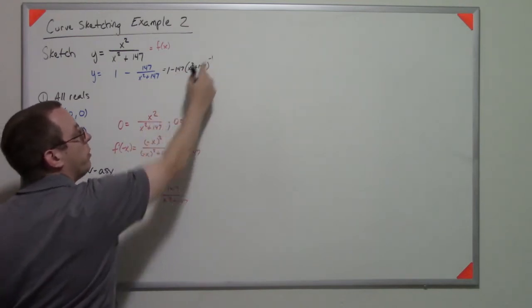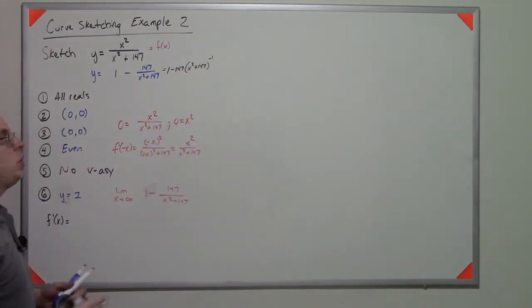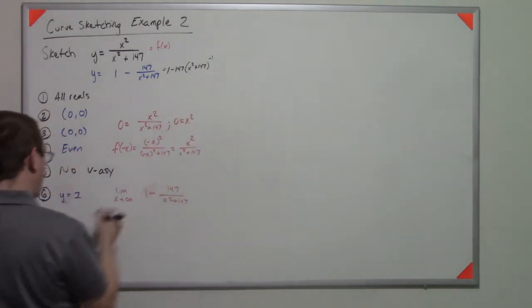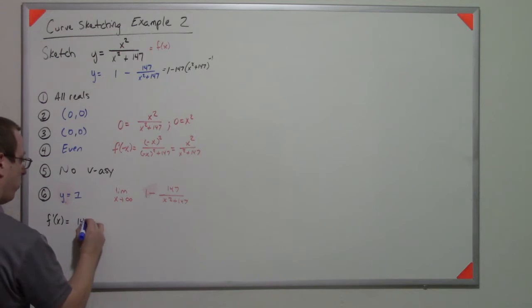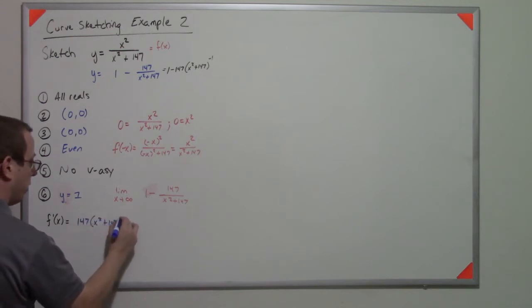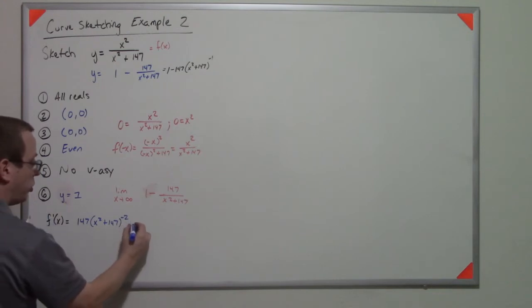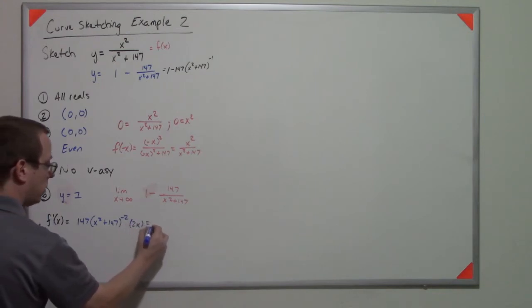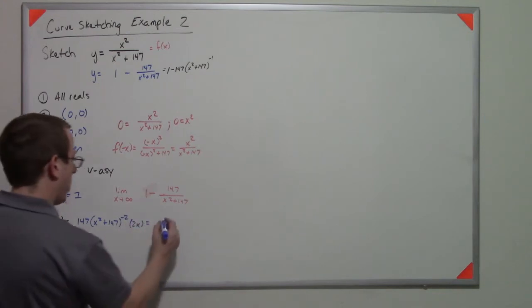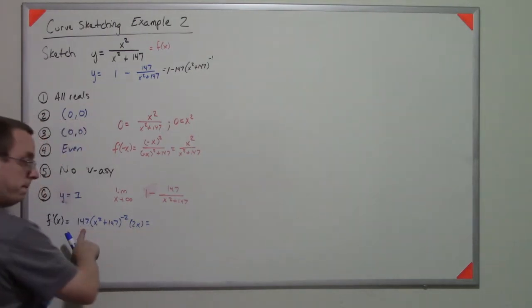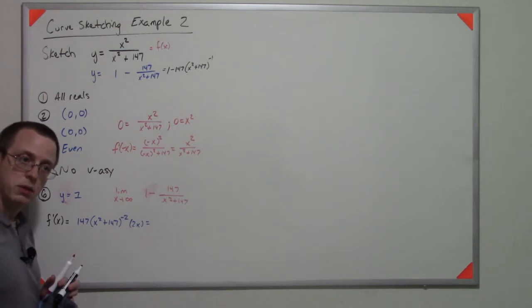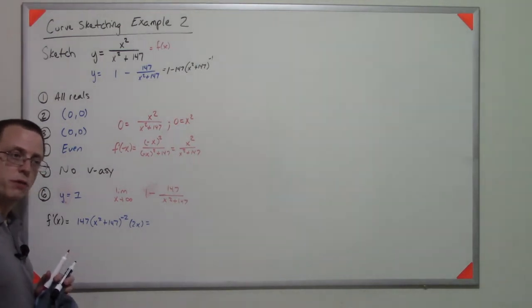You'd subtract 1 from the power to make that negative 2. Then you would have positive 147 times x squared plus 147 to the negative 2. By the chain rule, you get a 2x. So you could rewrite that as, what would that be? 294.